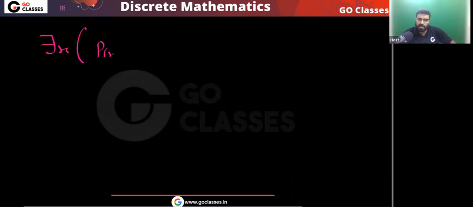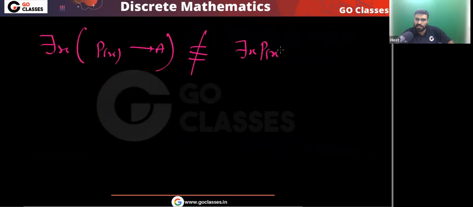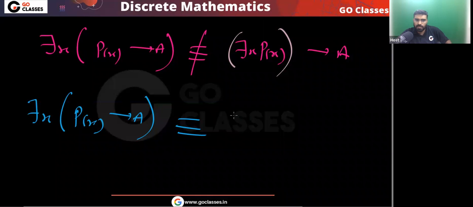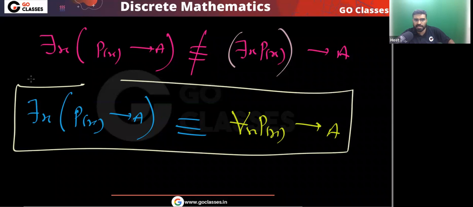And similarly, remember, you can also prove this. There exists x, px implies a. We know this is not equivalent to there exists x, px implies a, right? This we have already seen. But actually this is equivalent to for all x px implies a. Can you prove it? Are you confident that you can prove it? So I leave it up to you. You can do it. Just prove it.